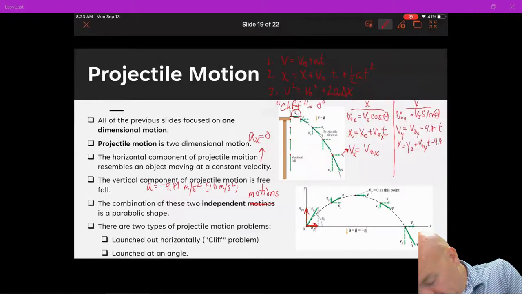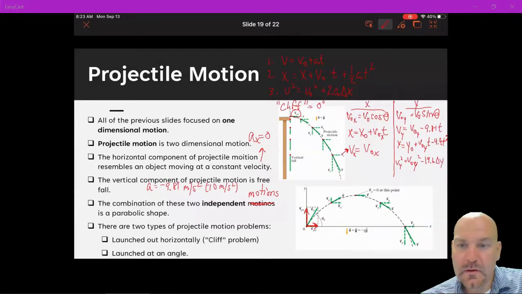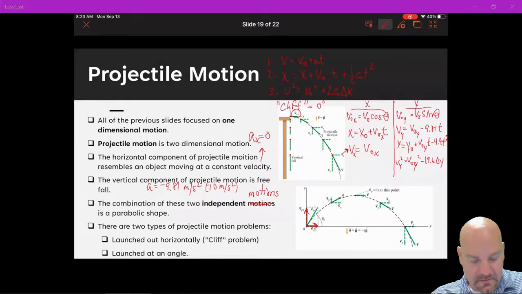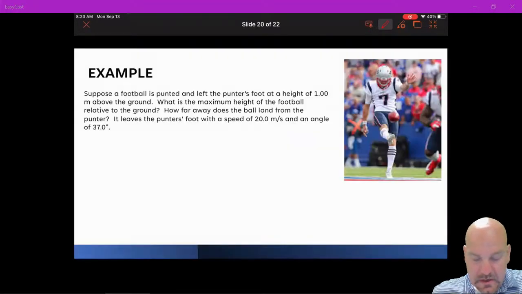Minus 4.9 t squared. And that's a squared there. And then the last equation ends up being vy squared equals voy squared minus 19.6 delta y. Okay. And so there are our equations that we're going to move forward with. So let's look at an example problem of projectile motion.